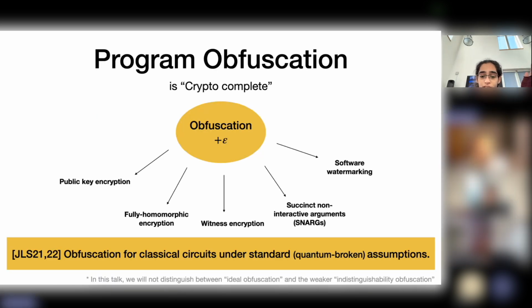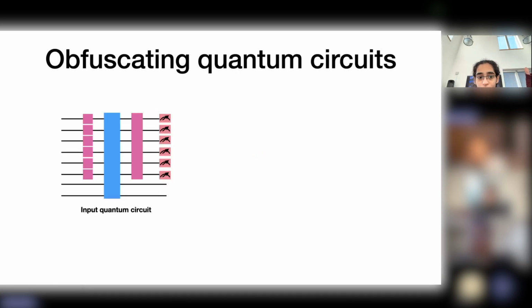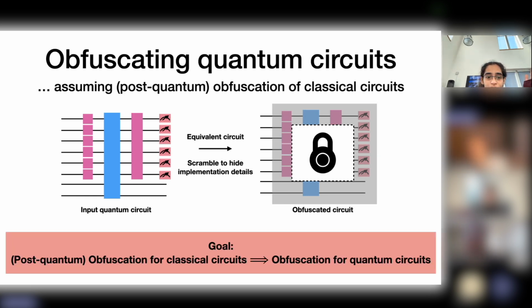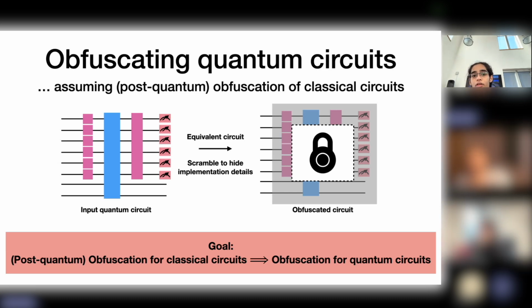Okay, so we have obfuscation for classical circuits. Can we now obfuscate quantum circuits? So the goal here is you're given an input quantum circuit, its description, its gates and wires, and now the goal is to convert it into an equivalent circuit, scramble it so that you hide implementation details. And hopefully you end up hiding any sensitive information. You might be wondering, this seems like a premature question to ask. We don't even have a great handle on post-quantum obfuscation of classical circuits. But here's a question we can ask. Assuming we did have post-quantum obfuscation of classical circuits, can we now build obfuscation for quantum circuits? So really trying to understand the gap between what you need for obfuscating classical circuits versus quantum circuits.